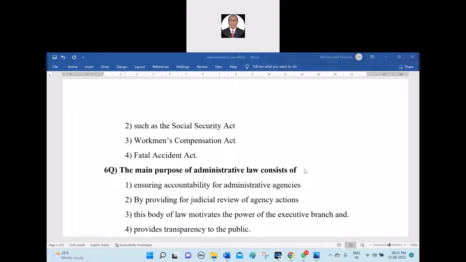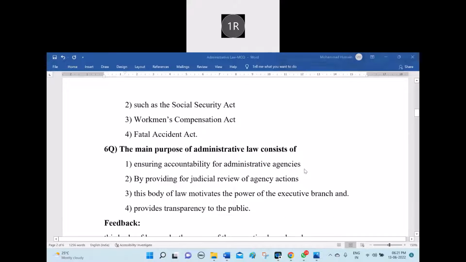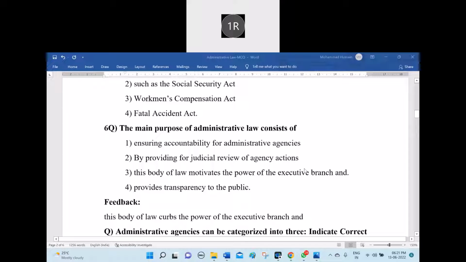I think B, the second one, by providing judicial review of agency action. See, the feedback I have given. Check the feedback. This body of law curbs, I said motivates. Did you get my point here? See, I wrote motivate, but actually it is curbs, not motivate. So the right answer is the third one. Fourth, sir.